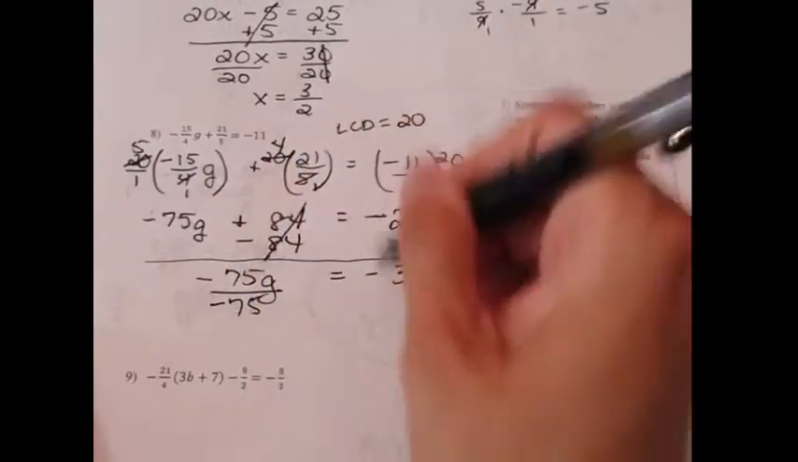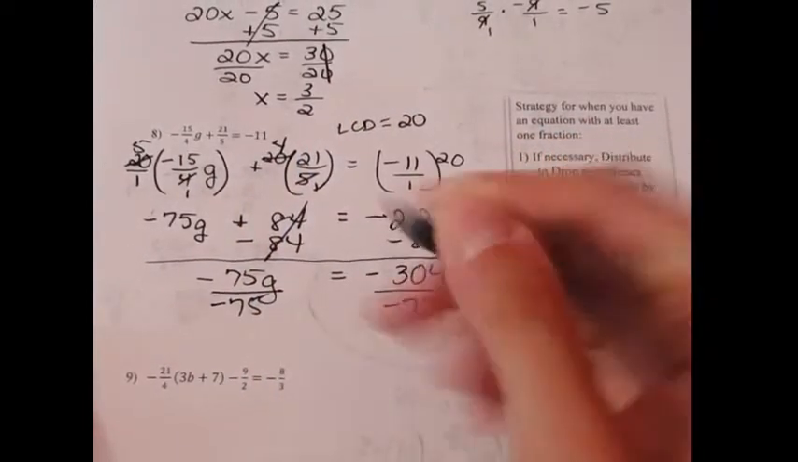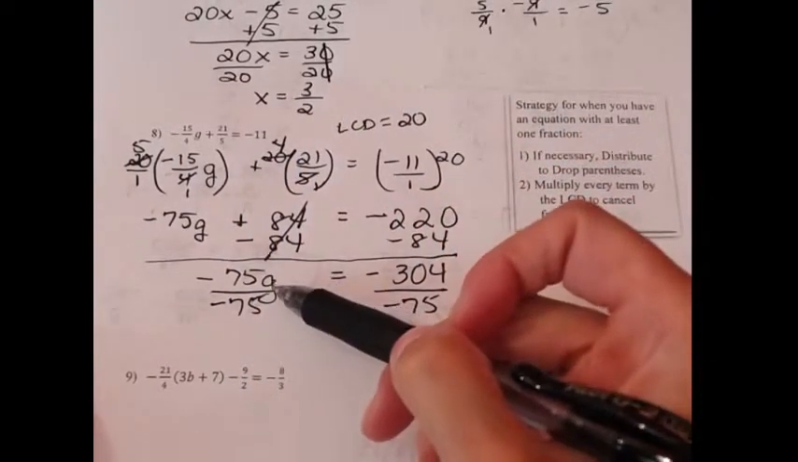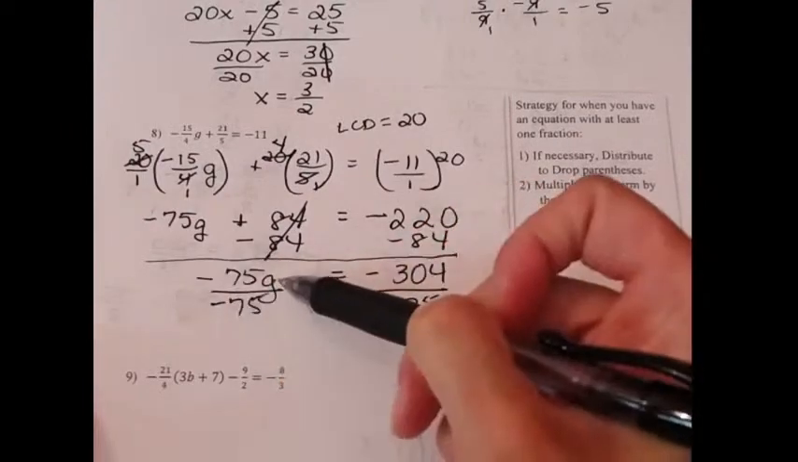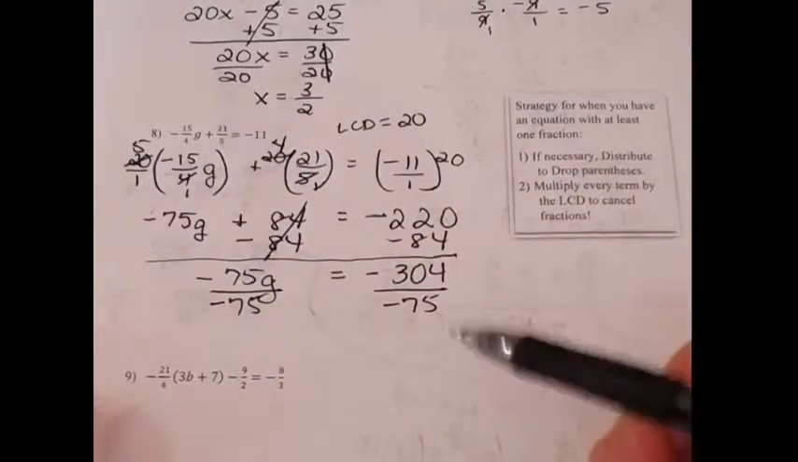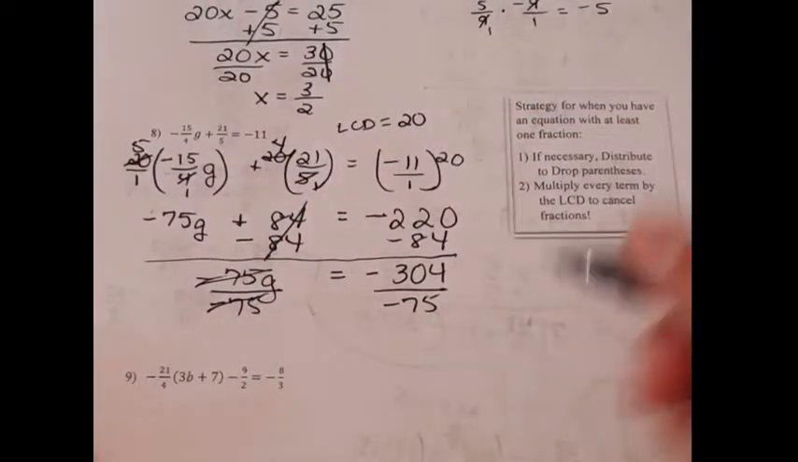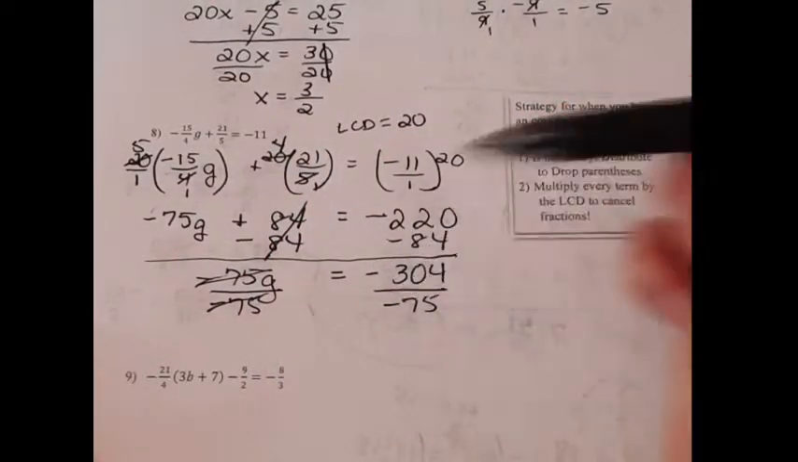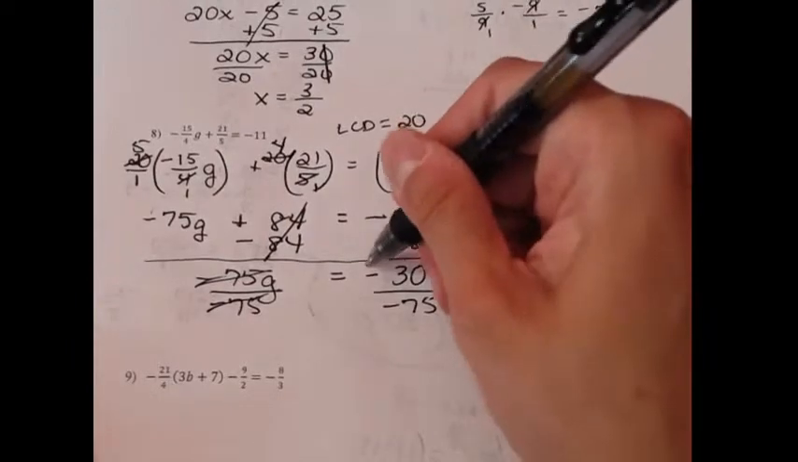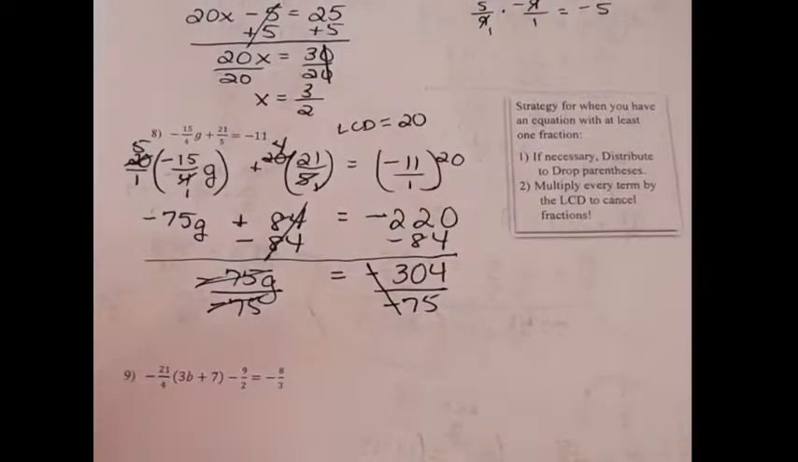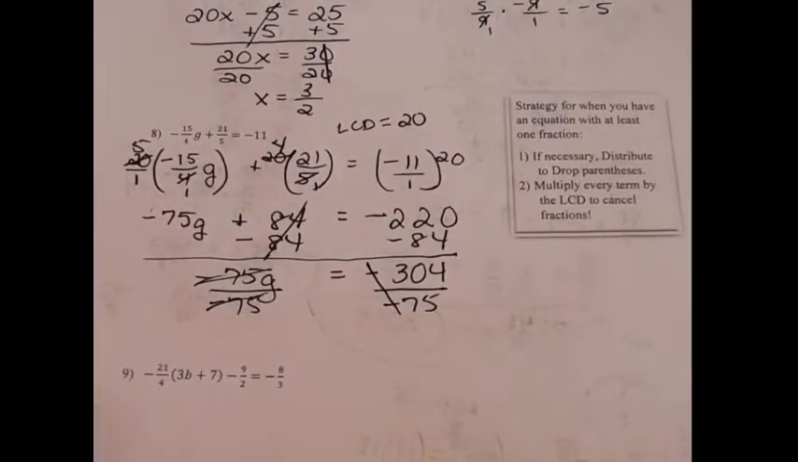So we divide by the coefficient of G. The coefficient of G is the numeric part of that term. So negative 75 is its coefficient. These divide out, gone. The next thing to note is that a negative divided by a negative is a positive. So that's our first way to simplify our fraction. Always check your signs. If you have a negative divided by a negative, please cancel that out.